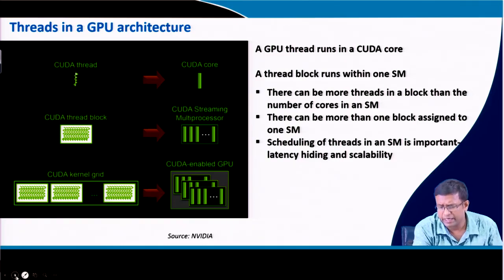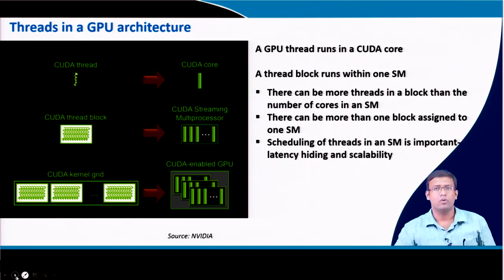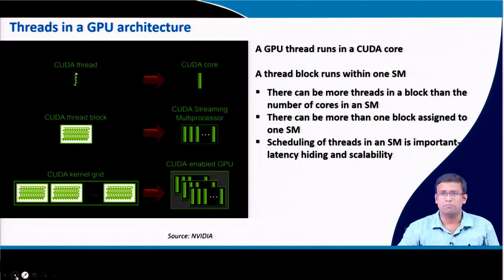And then it is important to schedule the threads as well as the blocks in an SM so that it can hide the latency, because a large number of threads will be there. When these threads are operating, they will have their own latency for memory access, for race conditions, and for other purposes. Some threads will be waiting because other threads are not finished. So, how will these threads be scheduled so that this latency can be hidden and we can get reasonably good scalability?